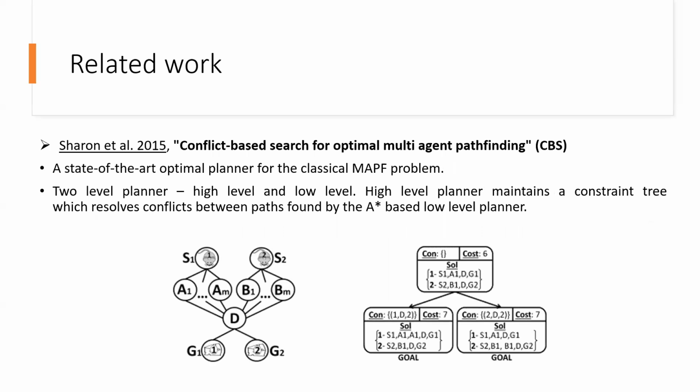One of the first methods we're going to be discussing is called conflict-based search, in short CBS. This is the state-of-the-art optimal planner for the classical MAPF problem. It is a two-level planner: there is a high-level and a low-level planner. More of this will be discussed further in our implementation work and the results, so I'll be quick with it.